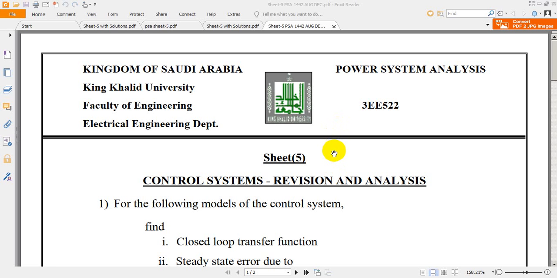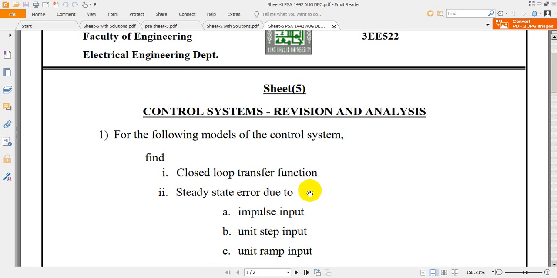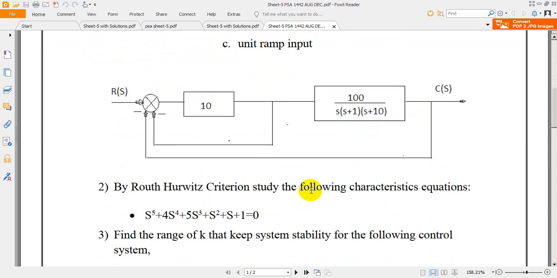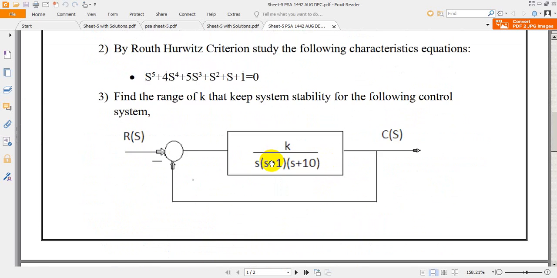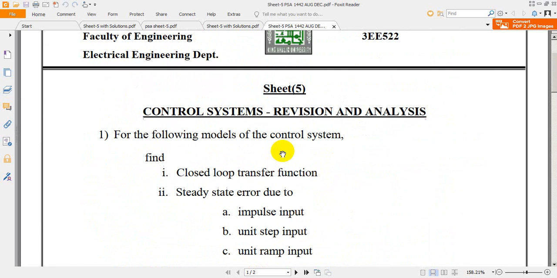In this video we are going to discuss the closed loop transfer function, steady state error, Routh criteria, and stability evaluation of the constant K for the stability control of a system. Basic problems which we have studied in your automatic control systems, we are going to review this.